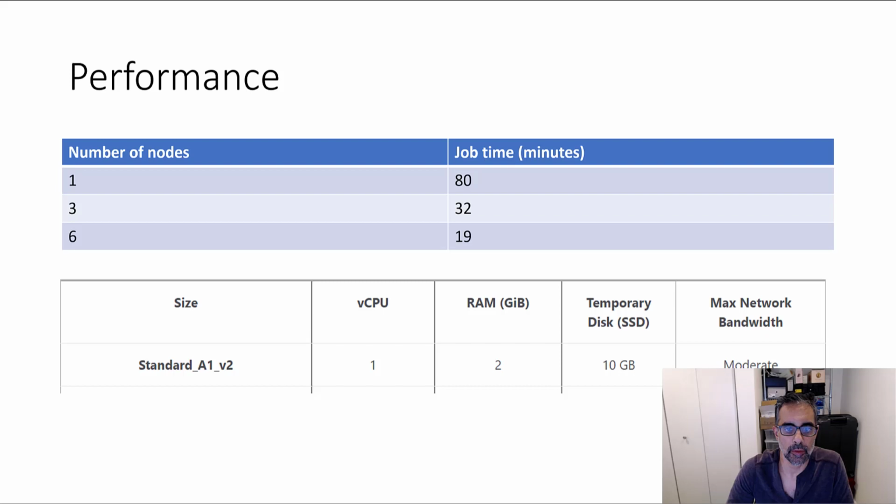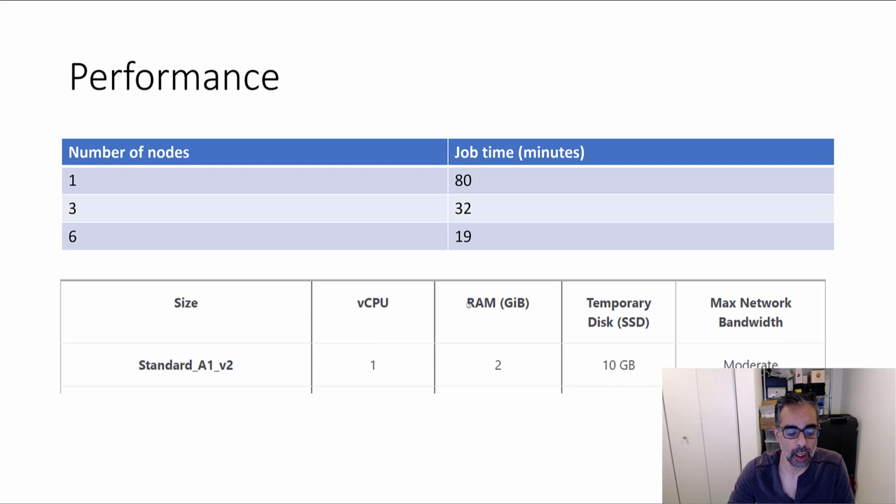So let's talk about performance now. This table shows you the number of nodes versus the time taken to run the job. So with one node, it took 80 minutes to process those 1,000 files. With 3 nodes, it took 32 minutes, and with 6 nodes, it took 19 minutes. So not exactly linear, but fairly close. You'll never get exactly linear time because of overhead, but it's pretty close to linear, which is good.